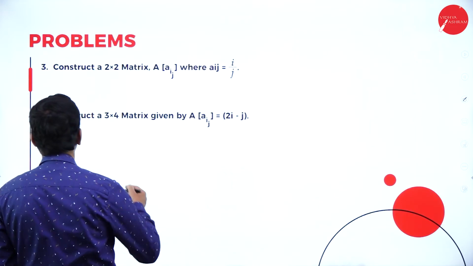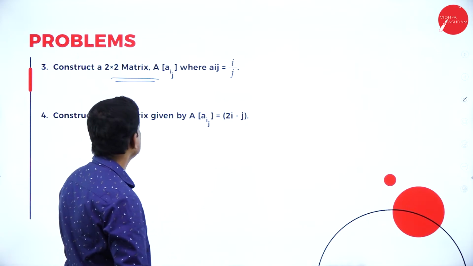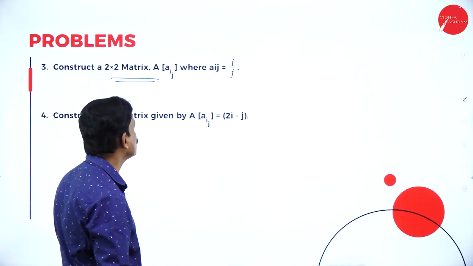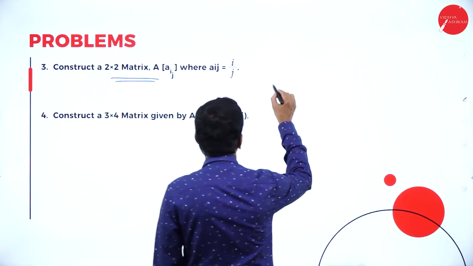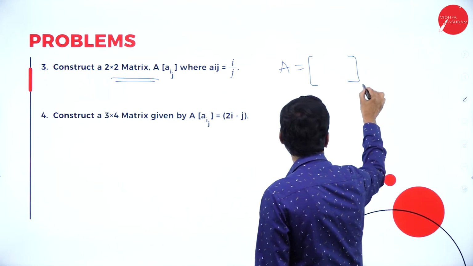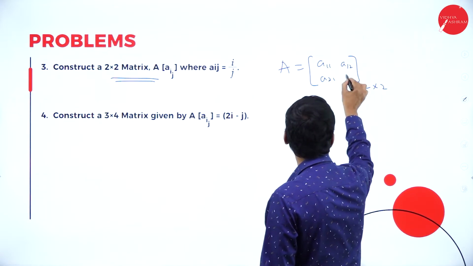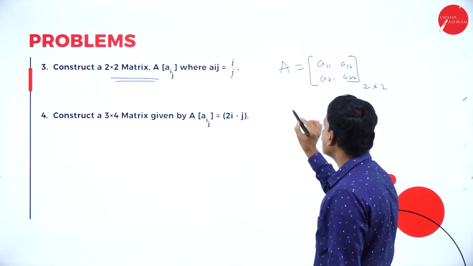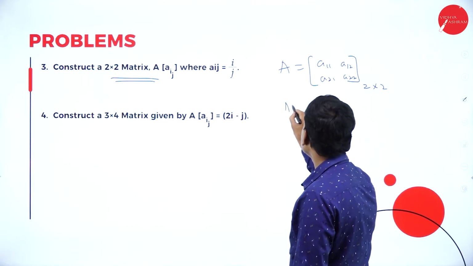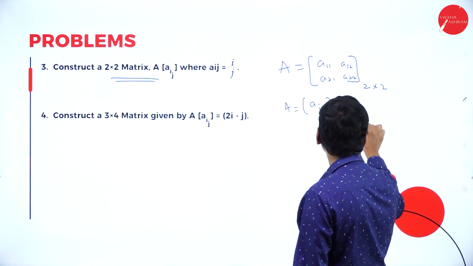Now construction of matrix. Construct a 2 cross 2 matrix whose elements are defined as A is equal to Aij, where Aij is equal to i by j. Now we have to construct a matrix of order 2 rows 2 columns. 2 rows 2 columns is A11, A12, A21 and A22. So what is the condition given? Matrix A is equal to Aij is of the form i divided by j.